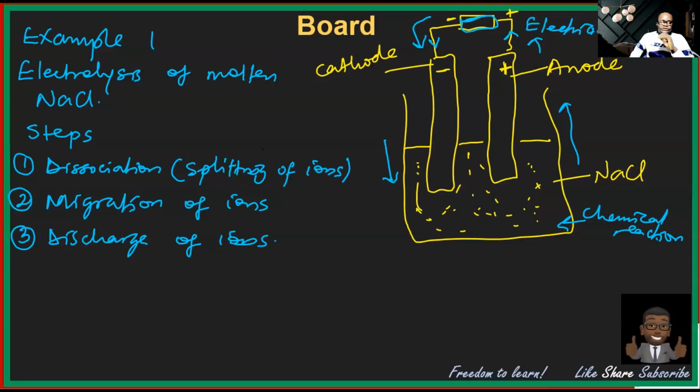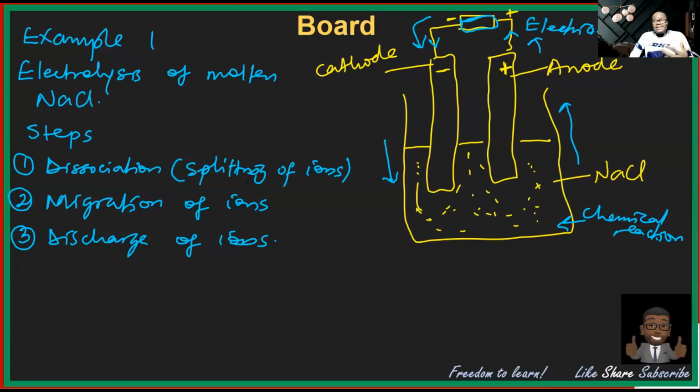Now, the third thing is discharge of ions. Discharge of ions means what is going to happen to the ions when they get to the electrodes. What's going to happen to them? That is what we call discharge of ions.